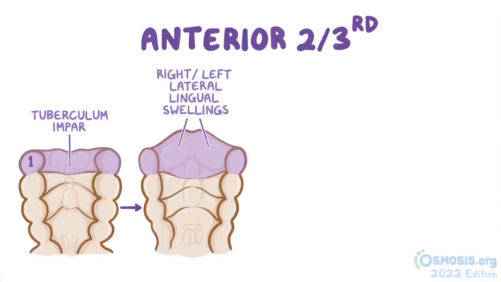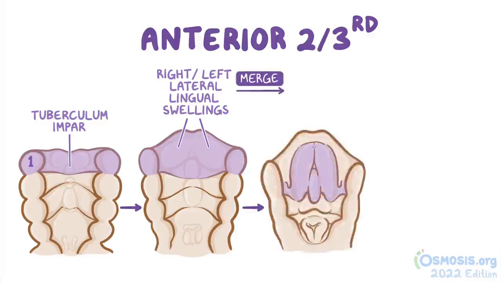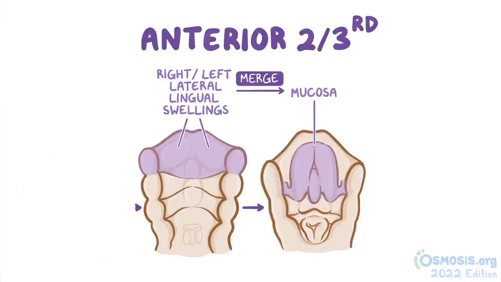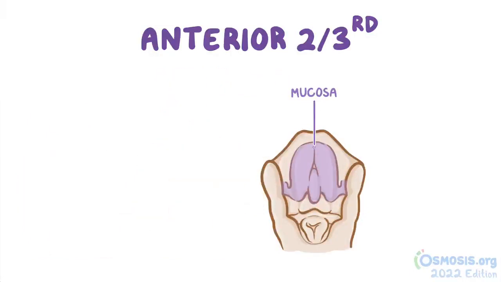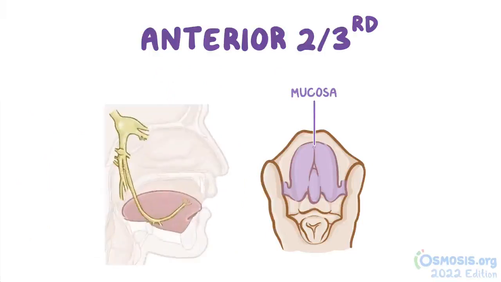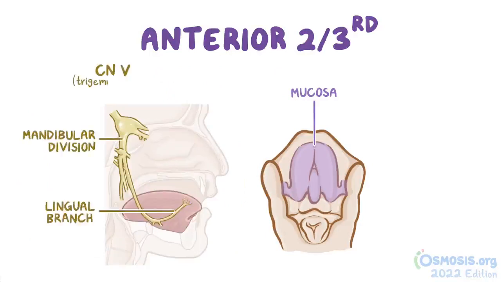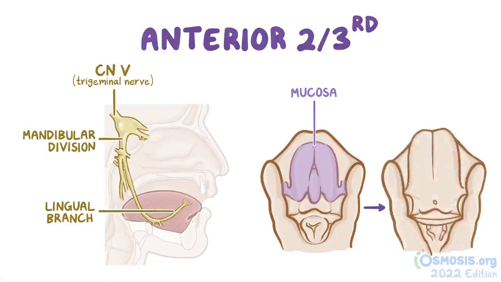The lateral lingual swellings enlarge, overlap the tuberculum impar, and merge with each other along the midline, giving rise to the mucosa over the anterior 2/3 of the tongue. Since the mucosa overlying this area of the tongue has its origin from the first pharyngeal arch, it receives its sensory innervation from the lingual branch of the mandibular division of the 5th cranial nerve, the trigeminal nerve. Now the area where the 2 lateral lingual swellings merge develops into a fibrous septum, which appears as the midline groove over the surface of the tongue, known as the median sulcus.